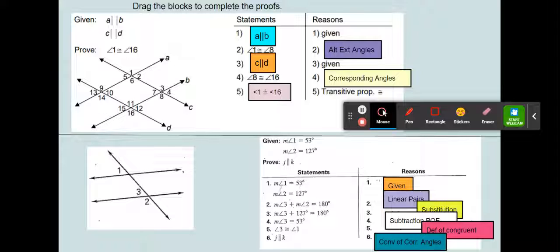And then we notice 1 was 53, 3 is 53. So therefore they're congruent. That is the definition of congruent angles. And since 1 and 3 are corresponding angles, and we said they're congruent, then the lines must be parallel.